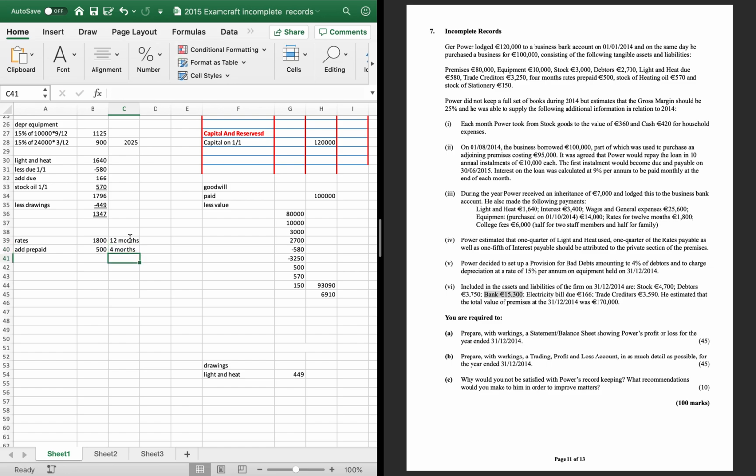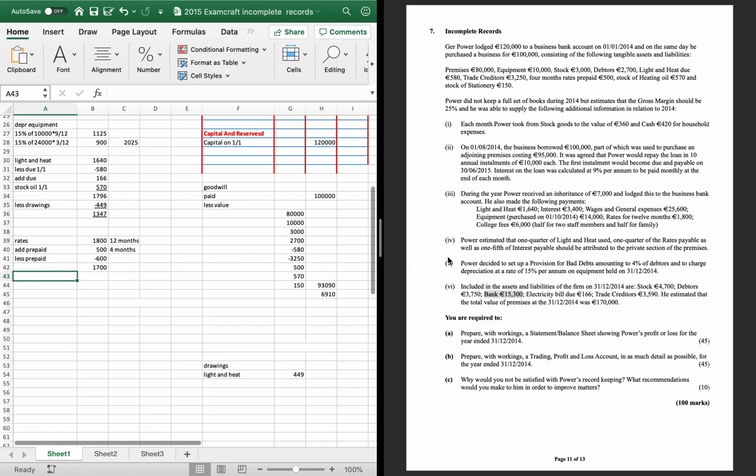So if you have a 4 months prepaid at the start of the year, you'll also have a prepaid of 4 months at the end of the year. It just means that you're running your rates from the 1st of May to the 31st of April each year. So we take that 1,800 divided by 12, multiply by 4, and your rates prepaid for the end of the year is 600. And that gets taken away. So your rates go down to 1,700 as an expense. So the rates is 1,700.